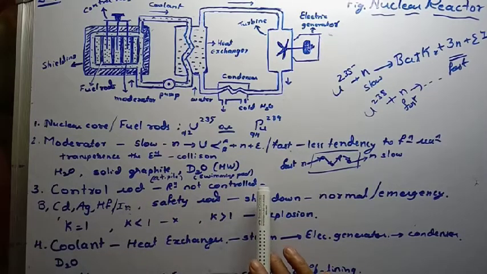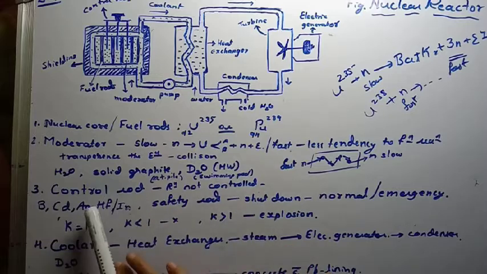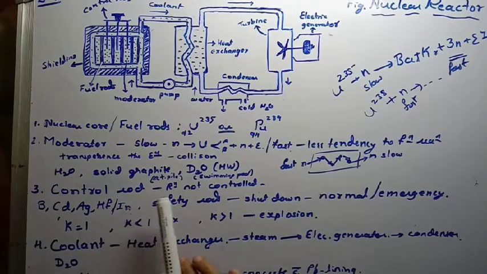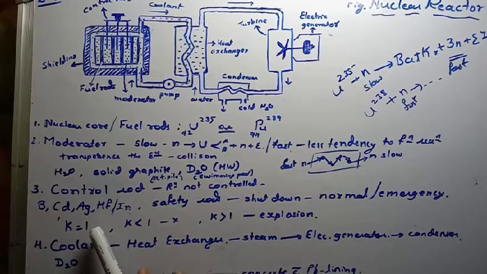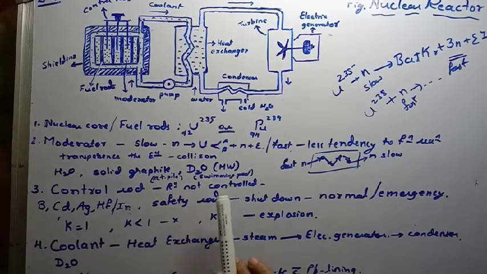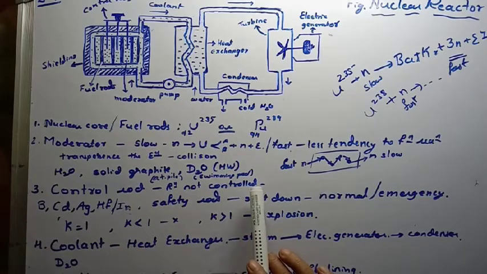Now, in order to control the fission reaction, the use of control rods is necessary. The control rods are usually made of materials like boron, cadmium, silver, hafnium or indium, which have a very good tendency of absorbing neutrons. Thereby the number of neutrons will be decreased, and as a result the fission reaction will come under control.